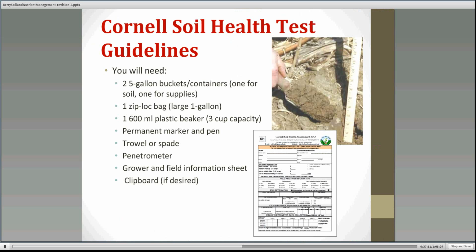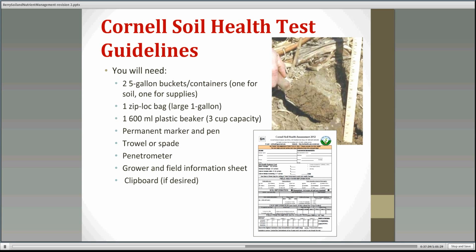Cornell Soil Health Test guidelines, and this is just some things that you'll need in the field. Basically, I find that it's easier for me to take this test if I have an assistant, somebody to help carry some of the gear. But if you're alone, you'll definitely need two 5-gallon buckets, and one of them would be for soil. We gather much more soil in this particular test than you do for a chemical soil analysis.